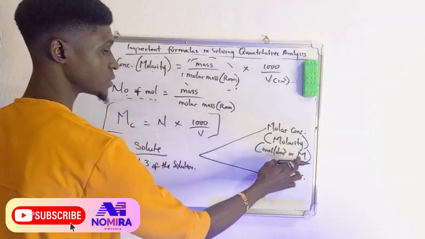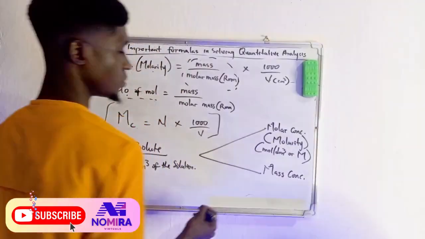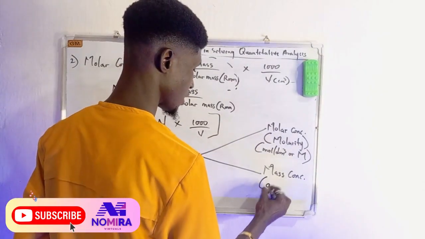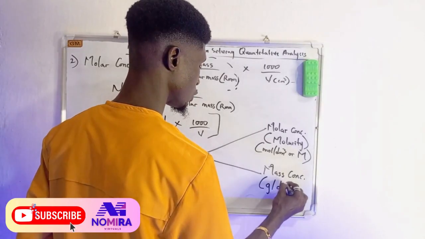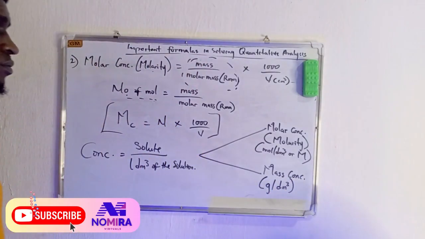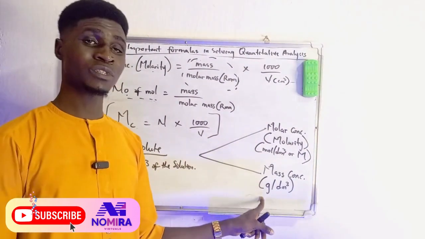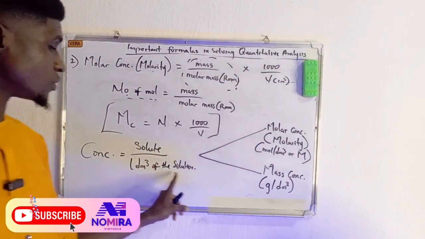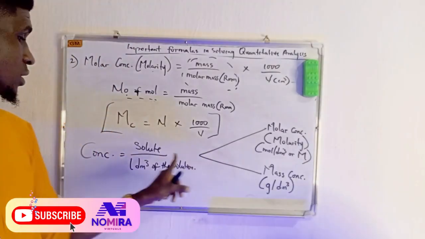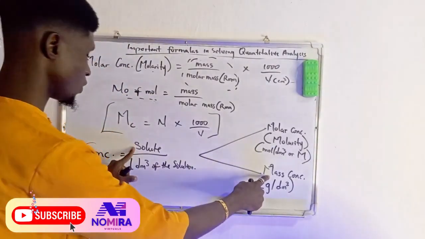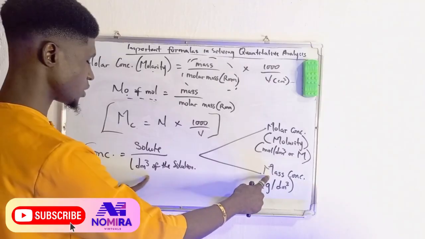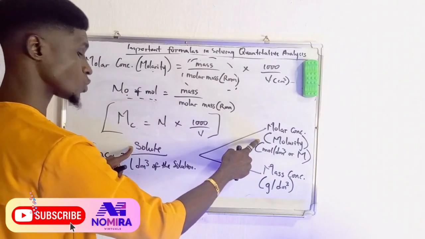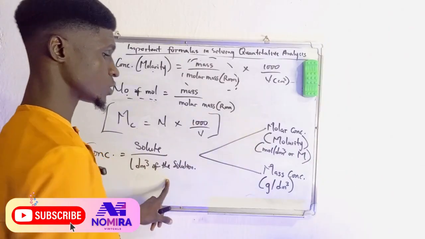Sometimes you will be seeing capital M. But the unit of mass concentration is gram per dm cube. This is the mass of the solute in 1 dm cube of the solution. While this is the number of mole of the solute in 1 dm cube of the solution.